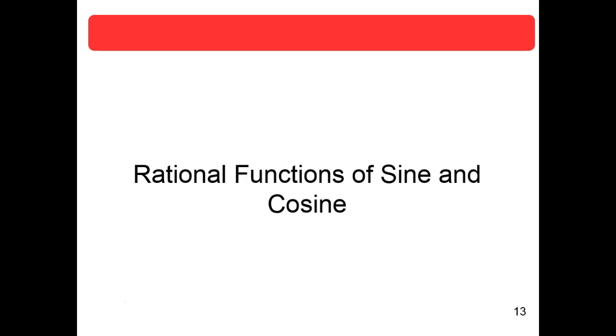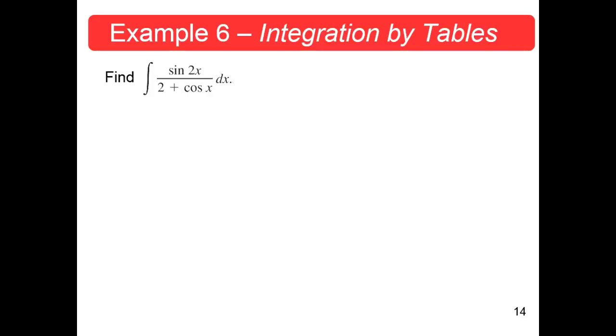Now we're moving to rational functions of sine and cosine. Rational functions, that's a ratio. Something sine or cosine in the numerator, something sine or cosine in the denominator. All right. Here we have one. When you look at something like this, what's the first thing that comes to mind? A trig substitution.